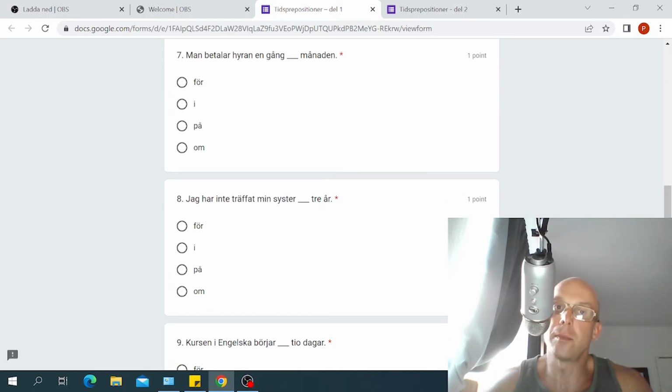Okay, number 7. Man betalar hyran en gång månaden. One pays the rent once a month. So we have för, i, på, and om. So what preposition should we use here? Is it the past? Is it duration of time? Is it på, or is it om? Here again, you have to look at the final word. So it's the final word, which is månaden, that takes a certain preposition. And just like second or minute, it will take the preposition i. And that will always happen when you have that word.